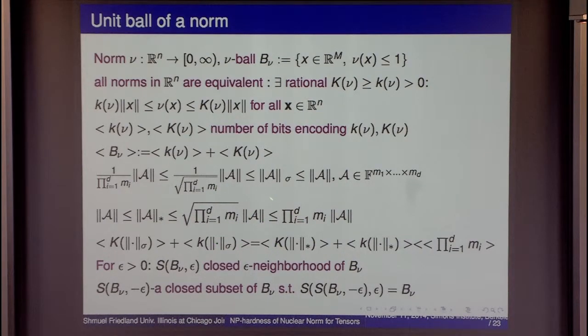It's easy to show that, first of all, this is trivial, the spectral norm is less than or equal to the Hilbert-Schmidt norm, because it's just a part of that. But you also have this inequality, which comes very easily, but I won't dwell on that. So in other words, for the spectral norm, the complexity of the ball is essentially the number of digits, the product of the dimensions.